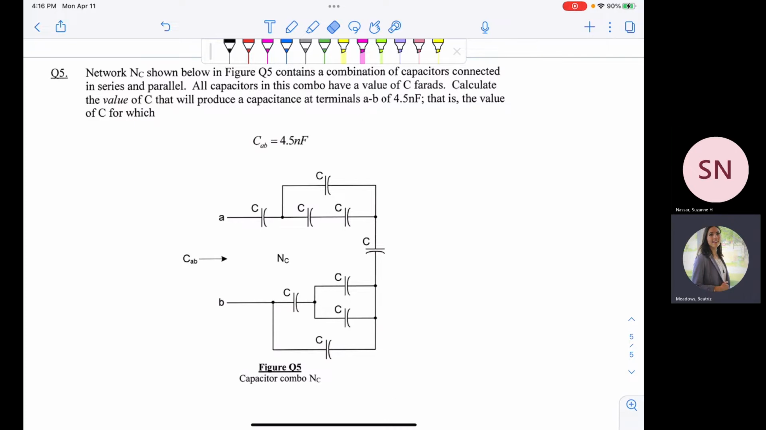Everybody knows the main rule. I will give you a very big hint. How do we add capacitors that are in parallel? If they look like these, this is just C plus C, right? And if they look like these.